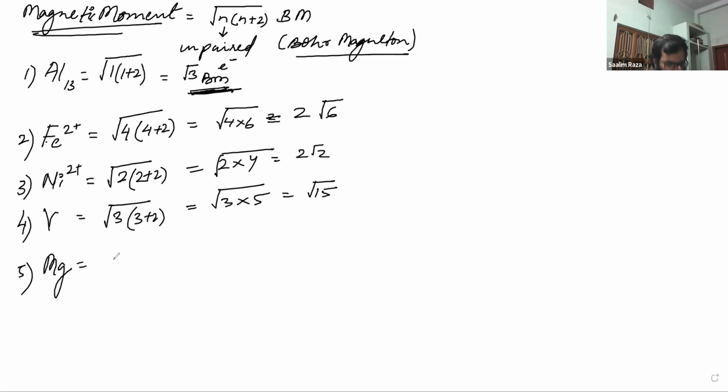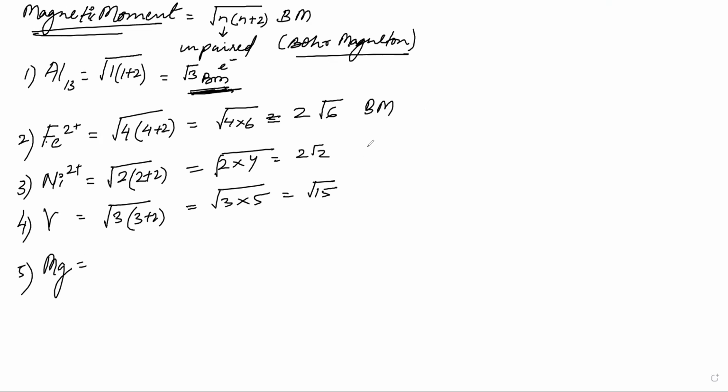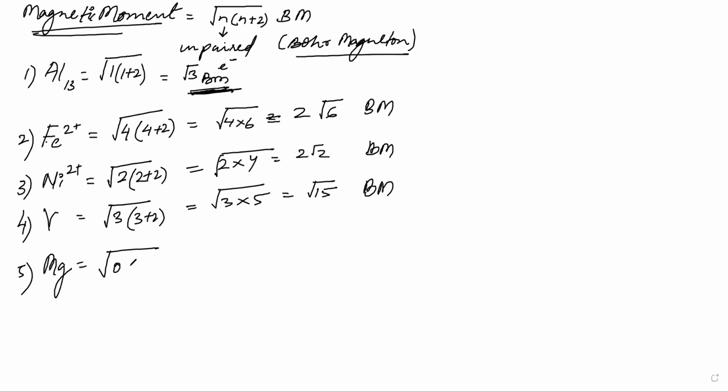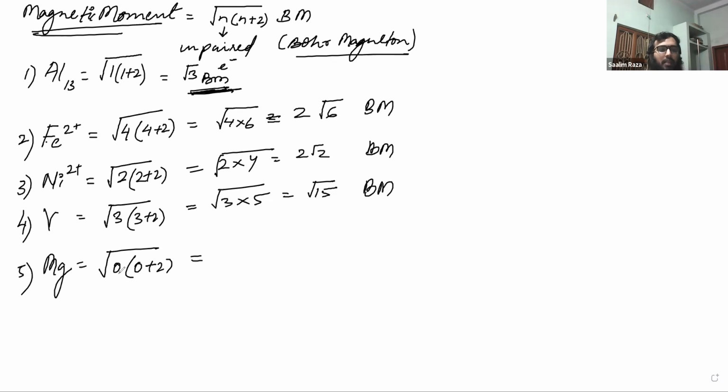For Mg, how many unpaired electrons? So root 2. How can root 2 unpaired electrons be there? I'm asking how many unpaired electrons? 0 unpaired electrons, sir. See, this is where mistakes happen. You were telling the answer root 2. Root 2 is a wrong answer. That is why I did not write 2 root 6, 2 root 2 and root 15. Why did I do all this mathematics here?